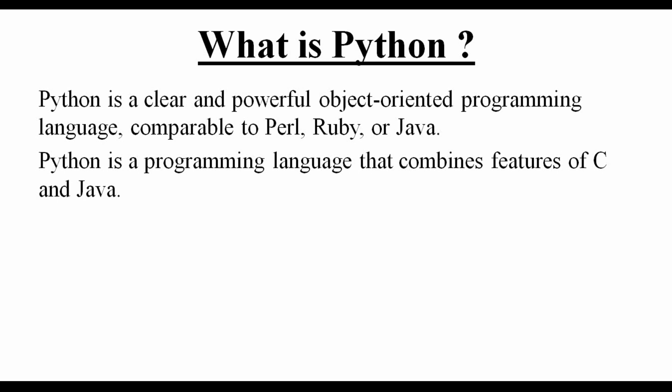Next, Python is a programming language that combines the features of C and Java. It means C and Java are predecessors of Python, and Python is the successor of these two languages. Python covers the features of both C and Java. C is called a middle level language, or you can say high level language. Java is a part of high level languages. Java is fully based on object oriented programming, whereas C is based on procedural oriented programming.